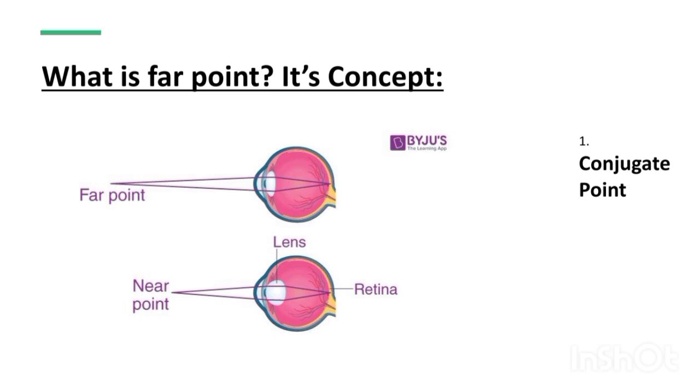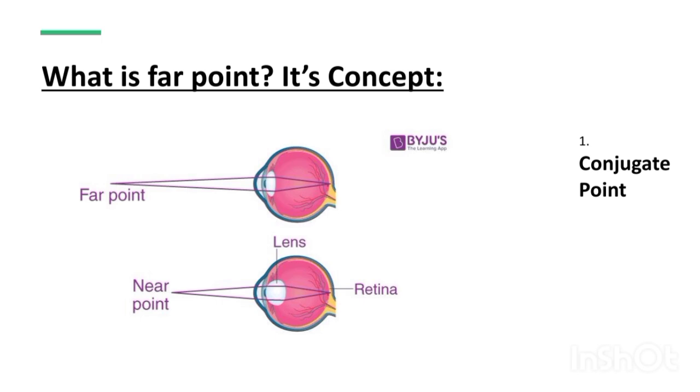So it has 2 points. Wherever we put the object, the other point will be the image. This kind of 2 points is known as conjugate points. Okay, now in the same way, what is its relation to the far point? What is the definition of the far point?